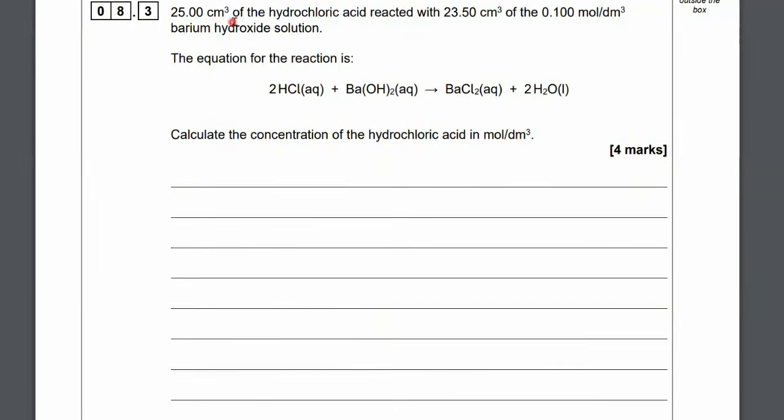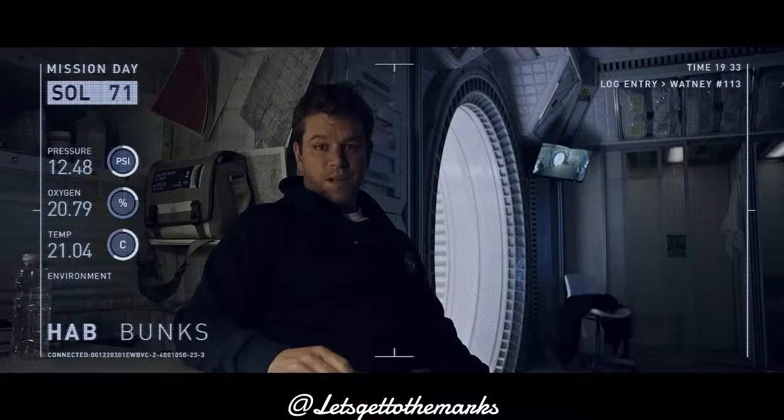8.3. 25 centimeter cubed of hydrochloric acid reacted with 23.50 centimeter cubed of 0.100 mole per decimeter cubed of barium hydroxide solution. The equation for the reaction is 2HCl aqueous plus Ba(OH)2 aqueous goes to BaCl2 aqueous plus 2H2O liquid. Calculate the concentration of the hydrochloric acid in moles per decimeter cubed. Stick around. I'm going to have to science this out.